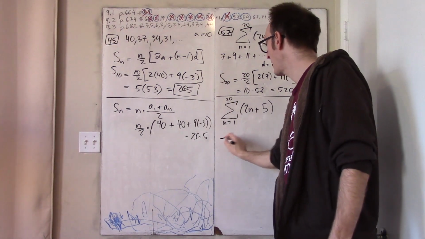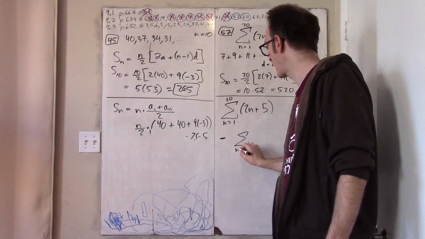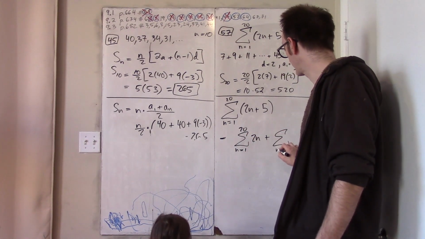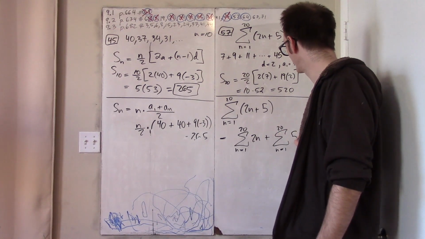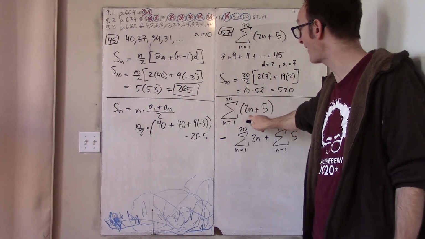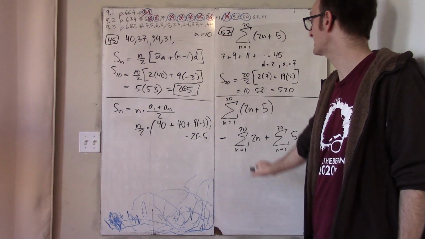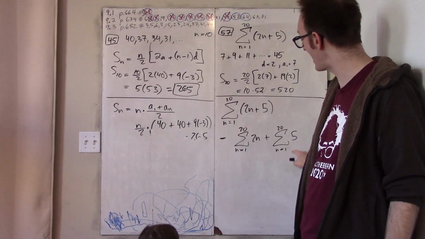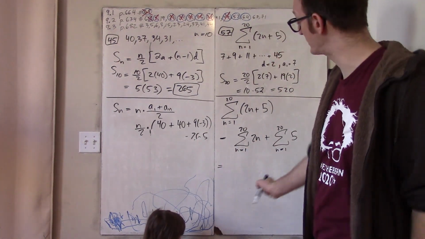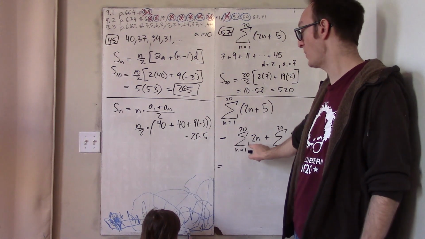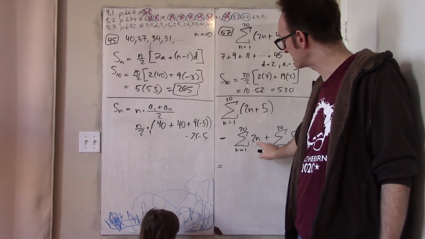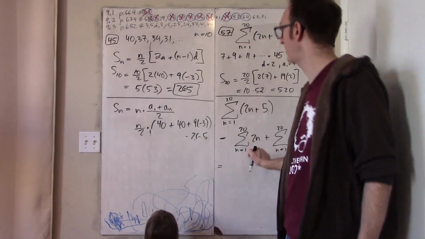By that I mean, I shall break this up into the sum from n equals 1 to 20 of 2n plus the sum from n equals 1 to 20 of 5. In other words, I think this is clear, right? Instead of adding 2n plus 5 for n from 1 to 20, let me add 2n from 1 to 20, and let me add 5 from 1 to 20. And I'll do one more thing, which is here, instead of adding 2n 20 times, 2 times n, let me instead add n 20 times and multiply that by 2.